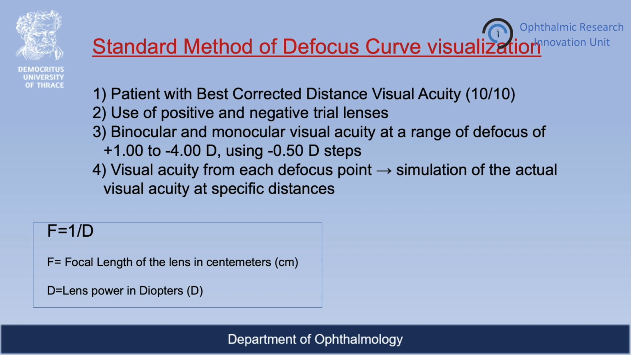The visual acuity resulting from each defocus point simulates the actual visual acuity at the specific distances, taking into account the basic formula used in optics, in which f equals 1 over d, where f is the focal length of the lens in centimeters, and d is the power of the lens in diopters.